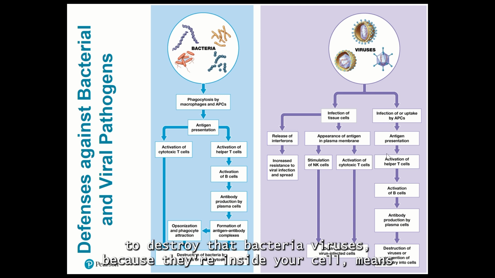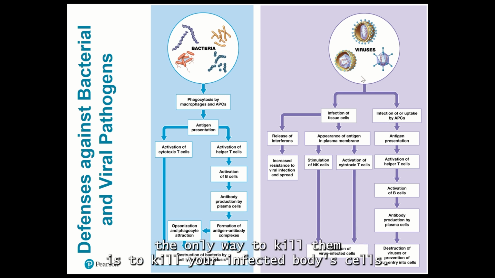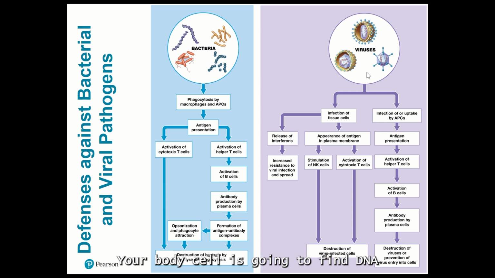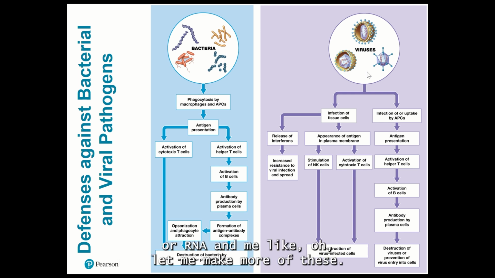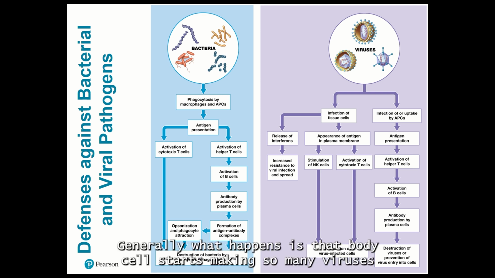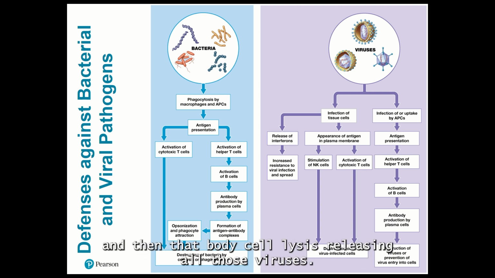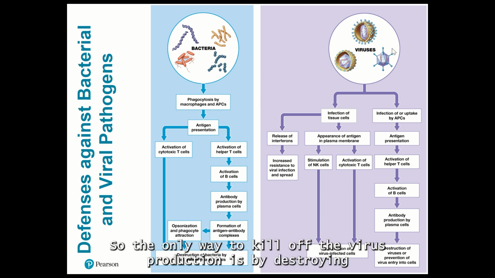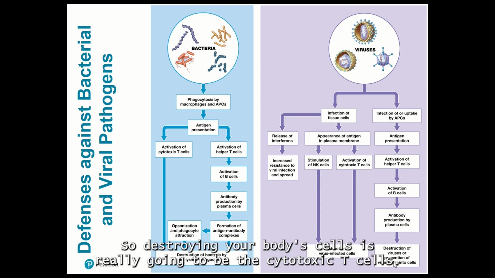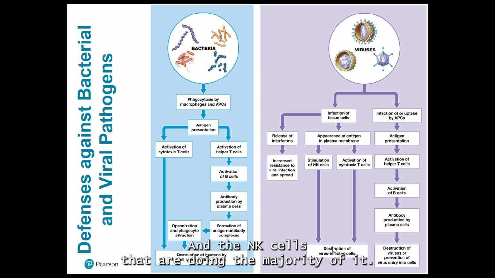Viruses, because they're inside your cell, means the only way to kill them is to kill your infected body cells. So viruses, remember, are going to inject their genetic material. Your body cell is going to find DNA or RNA and it's going to be like, oh, let me make more of these. And so your body cells are making more viruses that can then spread. Generally what happens is that body cell starts making so many viruses, and then that body cell lyses, releasing all those viruses. So the only way to kill off the virus production is by destroying your body cells. So destroying your body cells is really going to be the cytotoxic T cells and the NK cells that are doing the majority of it.